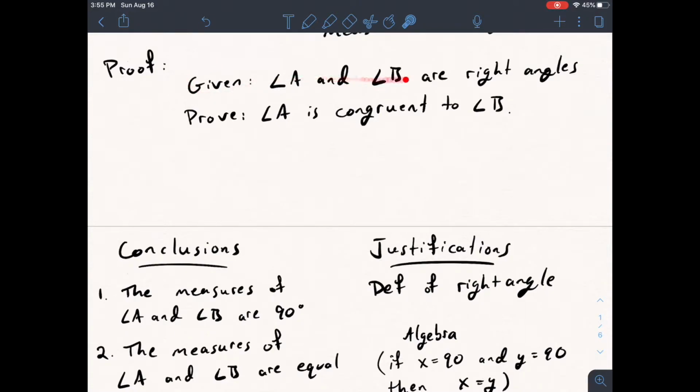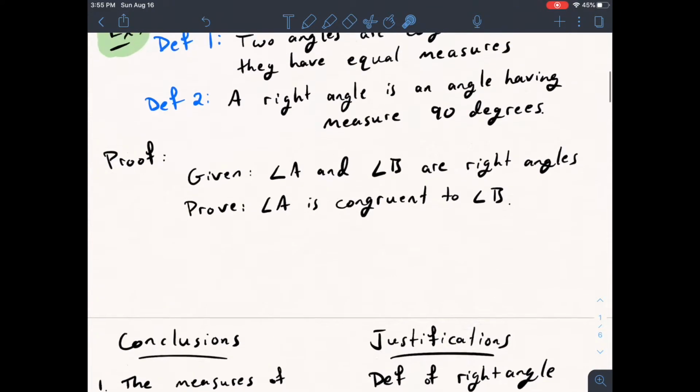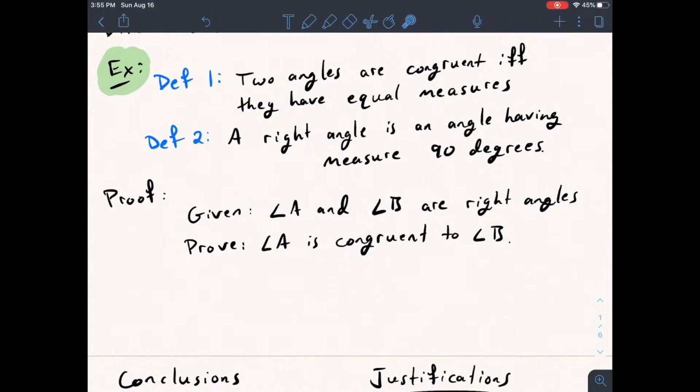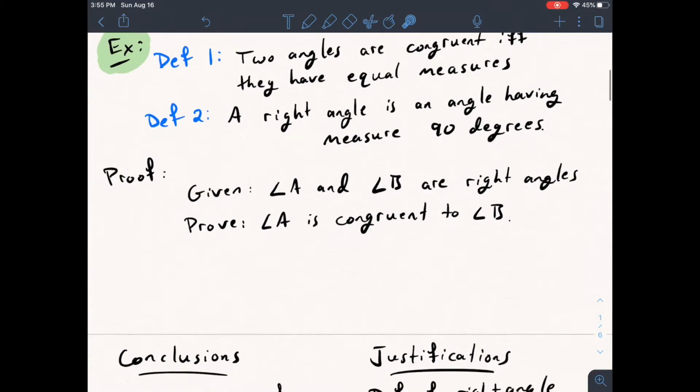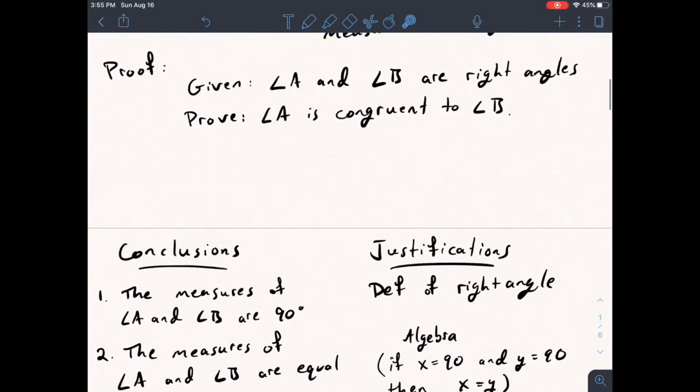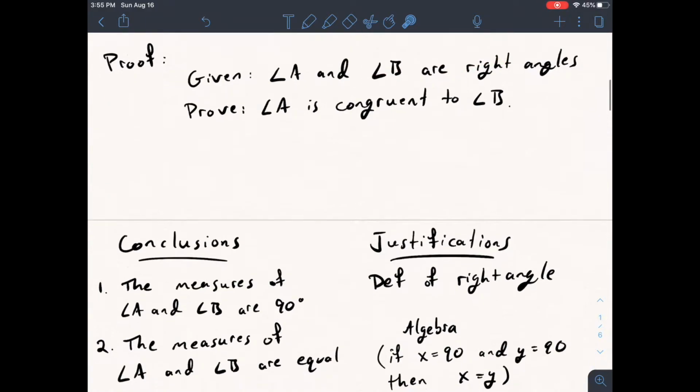So we start with our given that angle A and angle B are right angles, and then our first conclusion from that is that the measures of angle A and angle B are 90 degrees. And this is just from the definition of a right angle. So we're just using definition 2 here. We're justifying this first conclusion with definition 2, definition of a right angle, and also from our given.